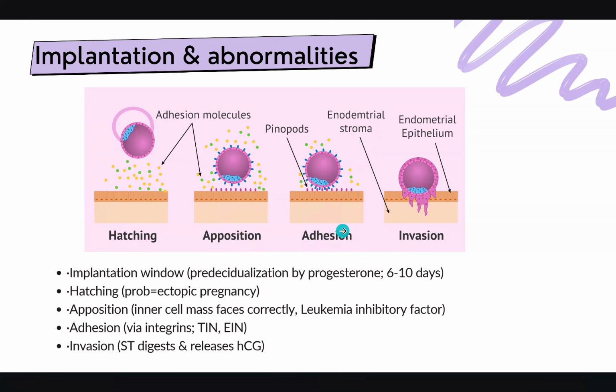So this is TIN and EIN, and these both get attached and lock themselves, and this is called adhesion. After adhesion, we have invasion. Now, invasion is when the trophoblastic cells, which are of two layers, you know that, right? So we have cytotrophoblast and the syncytiotrophoblast. Now, the syncytiotrophoblast releases enzymes that digest this endometrial layer, and then this allows the entire blastocyst into the wall of the endometrium, and this is the complete implantation, all right?